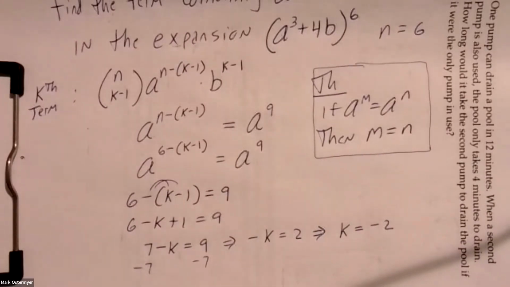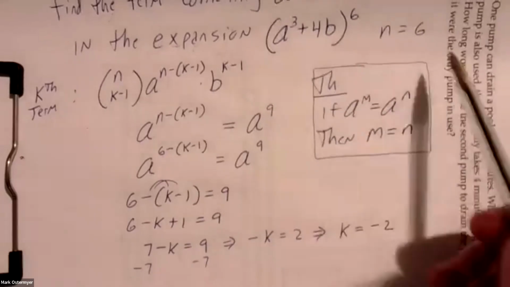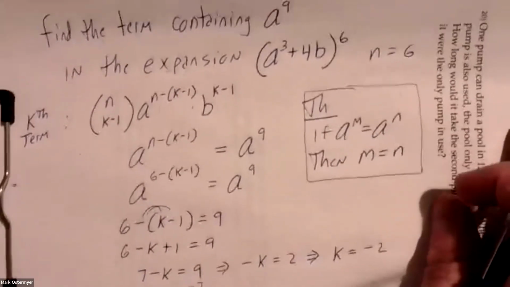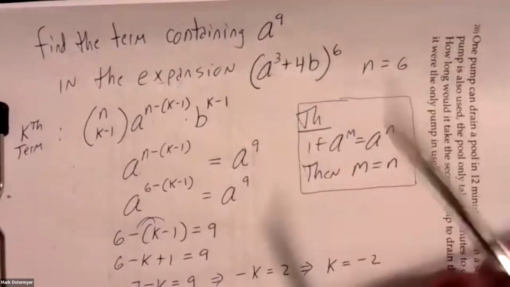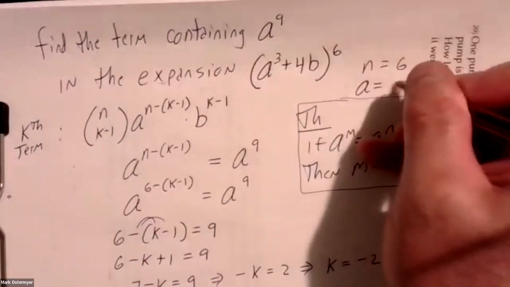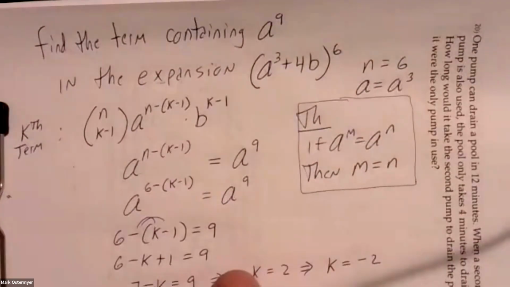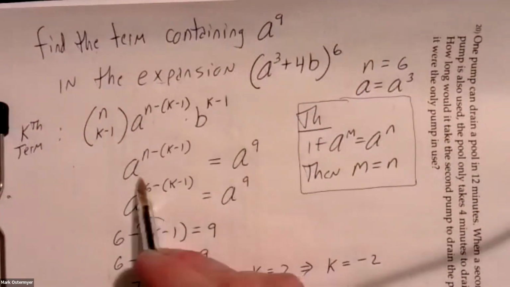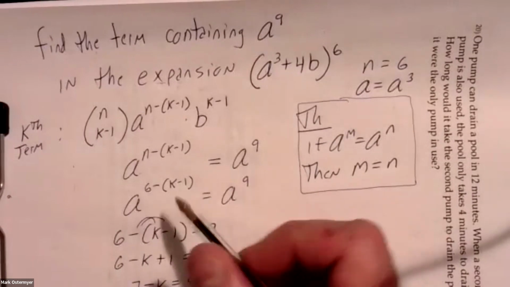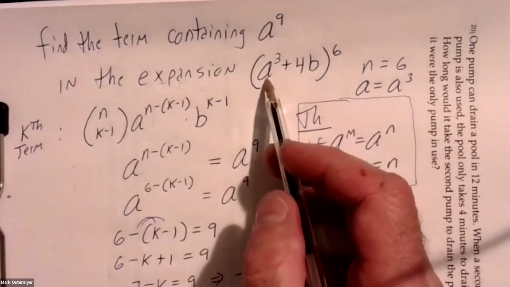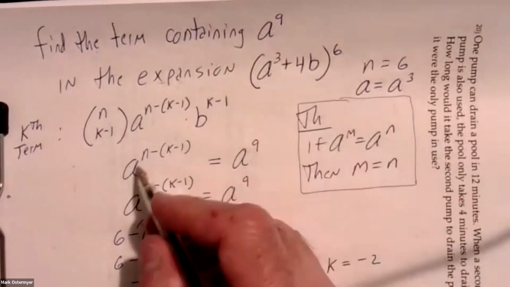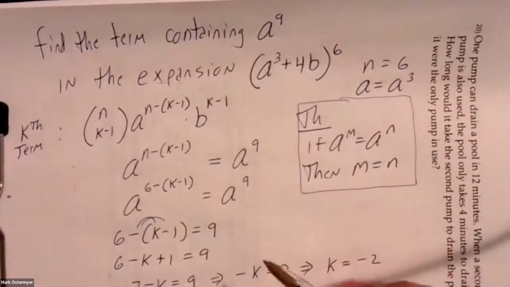Wait a minute. I did not do that correctly, because I don't have my first term correct here. What is the first term of my binomial? It's not a, it's what? My first term of my binomial is a cubed. So the first term a is really a cubed here. But I do have the right idea here. It's just that I need to replace a, my first term, with the first term of the binomial, which is a cubed. So I have to replace this a with a cubed here.